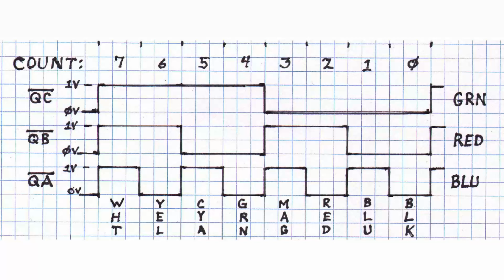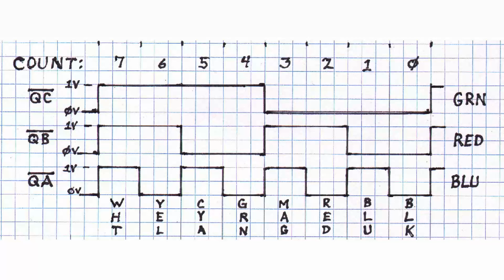Let's take one step to the right to position 6, and you'll note that the green signal is still on and the red signal is on. The blue signal has turned off. It's 0 volts, and that produces a yellow bar. Red plus green in additive primary gives us a yellow bar.